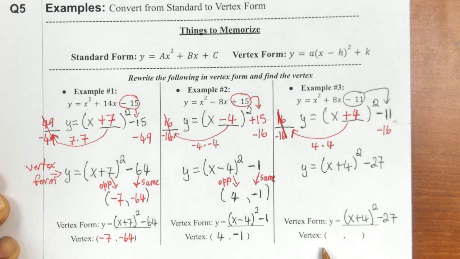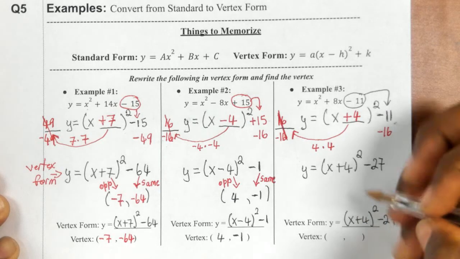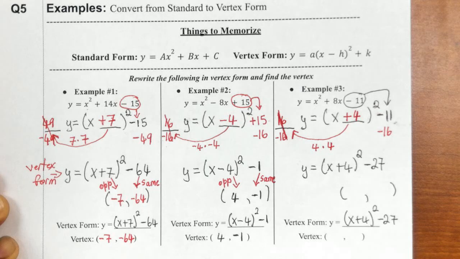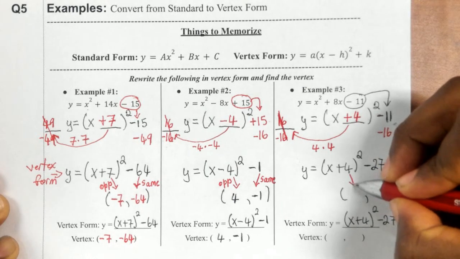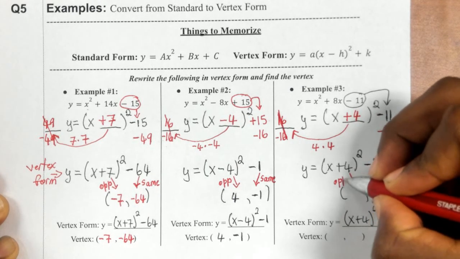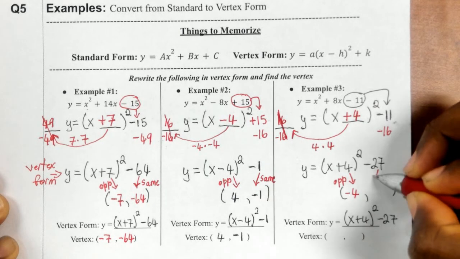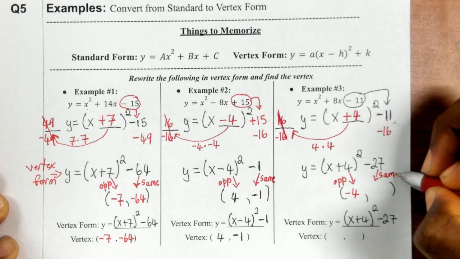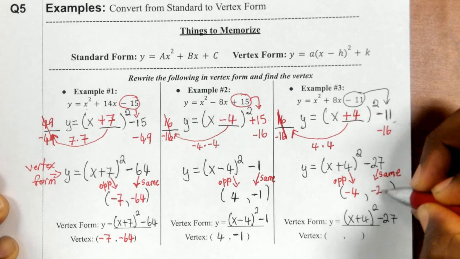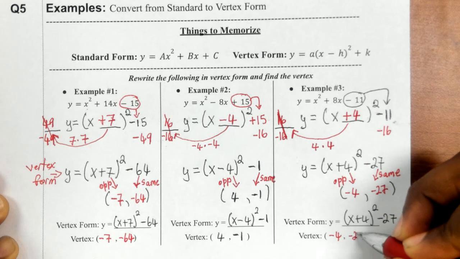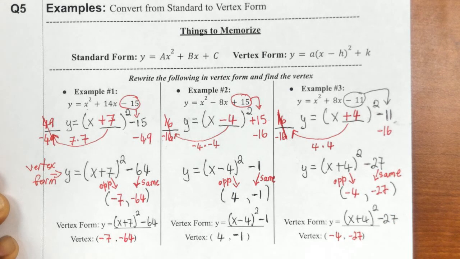But we still need to find the coordinate for that vertex. How do you find that coordinate, guys? Because again, it's an x and y value. How do I find the x? Yep, good job. You do the opposite of the inside number, opposite of a positive 4, negative 4. And you do the same as the outside number. Same as the negative 27 is negative 27. And that's your vertex. So again, guys, just like that.